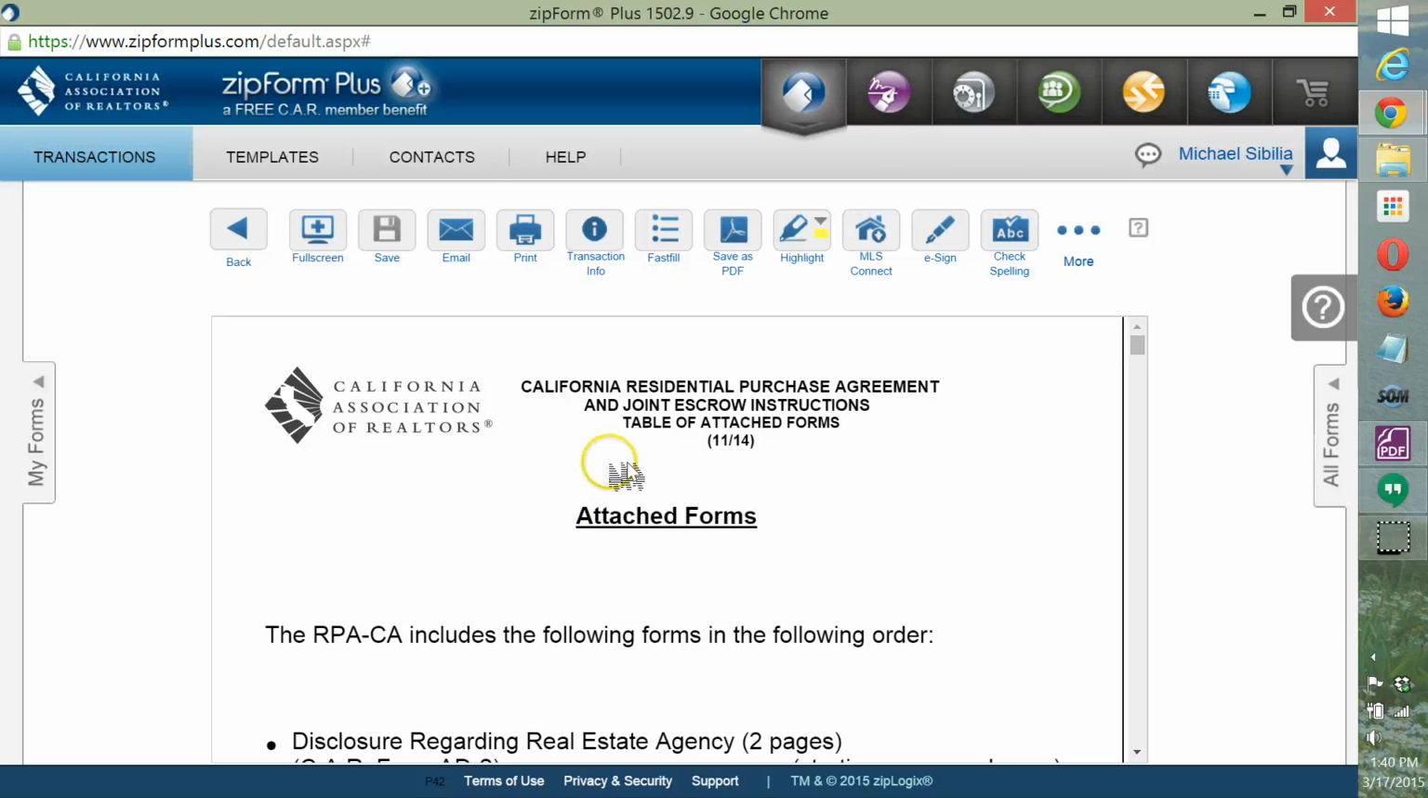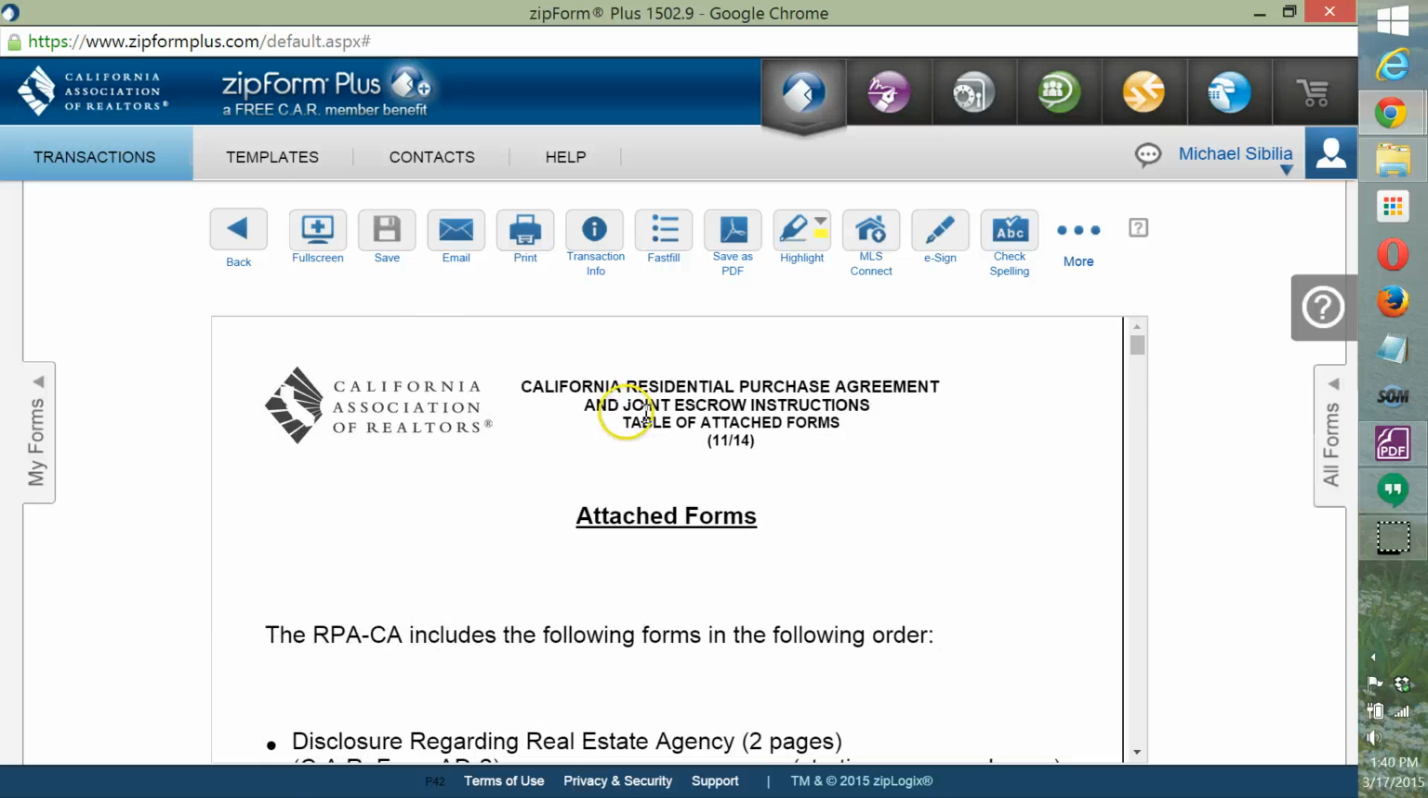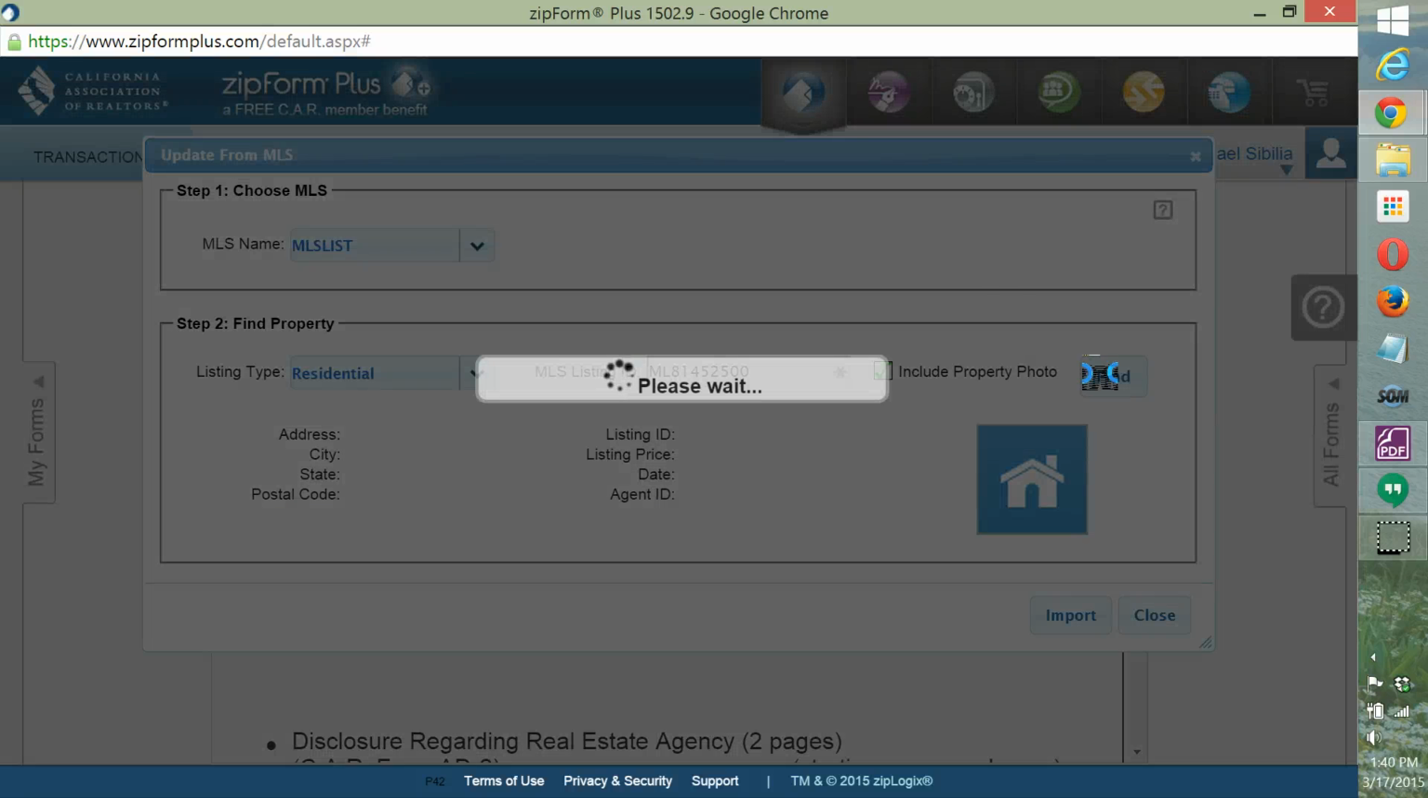So what happens when we launch it, and now that we're looking at this right here, we've created a new transaction. What we need to do is fill in information. Remember we copied the MLS number? Everybody remember that? So now we're going to go to MLS Connect, and you're not going to see all of this as a drop down. Yours should just be MLS listing. I'm logged in as the broker, so it's more special. I'm pasting in, I'm going to say I want to see the property photo, and I'm going to click find.